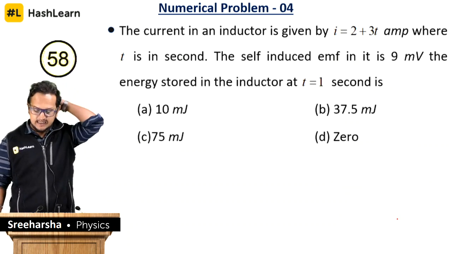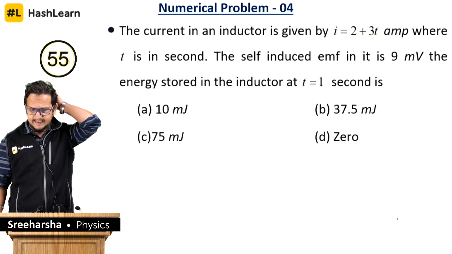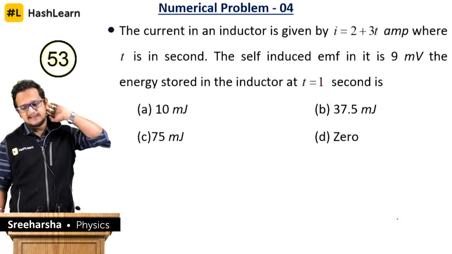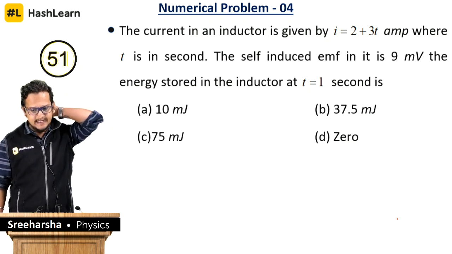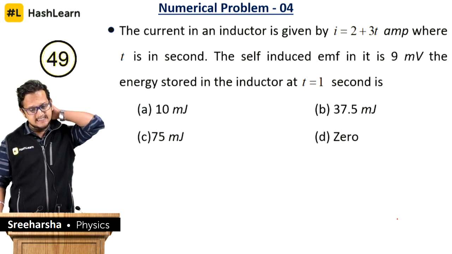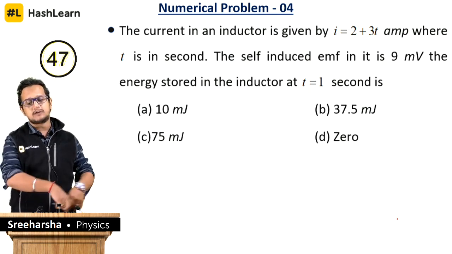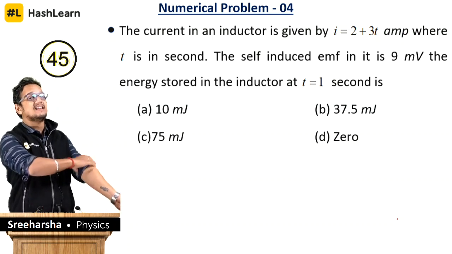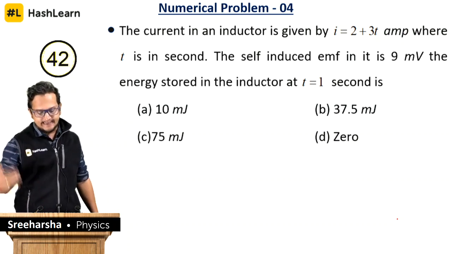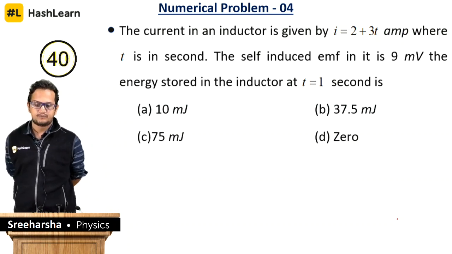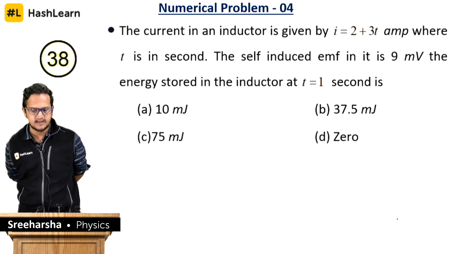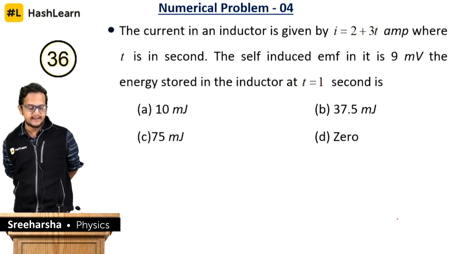If the current in the inductor is given by I equals 2 plus 3t ampere, where t is in seconds, the self-induced EMF is 9 millivolts, and the energy stored in the inductor at t equals 1 second is... We have to find out the energy stored at t equals 1 second. Come on, students, you can solve it. This is very, very easy.